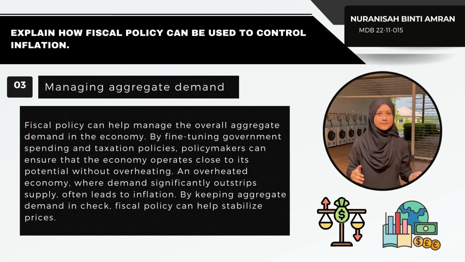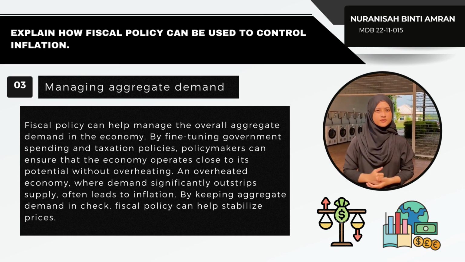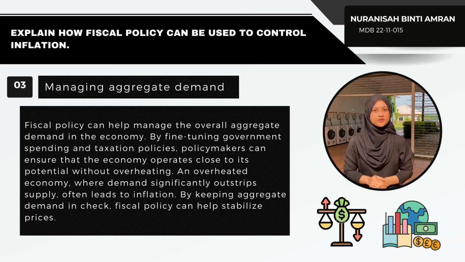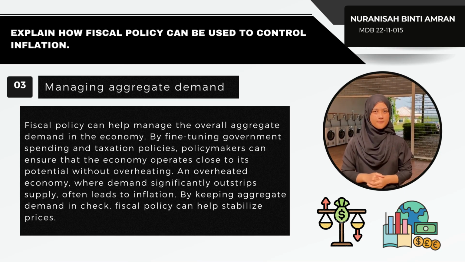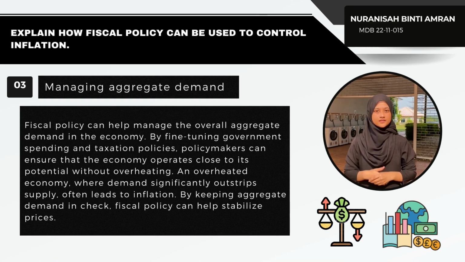The last one is managing aggregate demand. Fiscal policy can help manage the overall aggregate demand in the economy. By fine-tuning government spending and taxation policies, policymakers can ensure that the economy operates close to its potential without overheating. An overheated economy, where demand significantly outstrips supply, often leads to inflation. By keeping aggregate demand in check, fiscal policy can help stabilize prices.